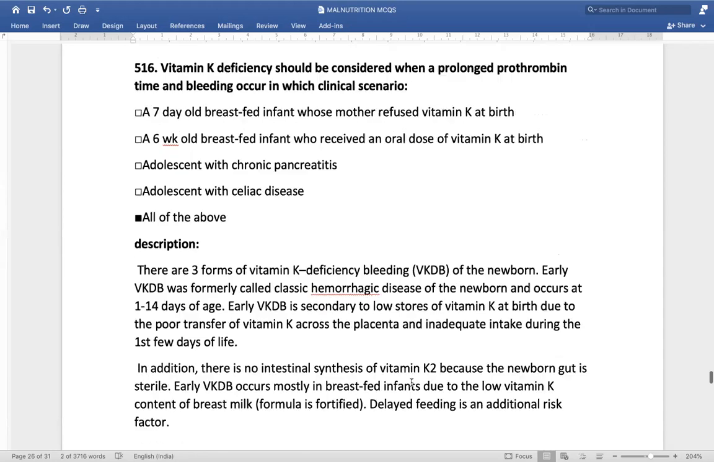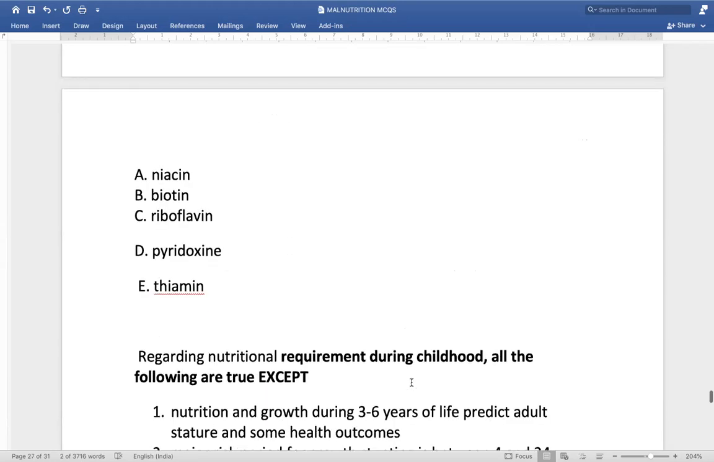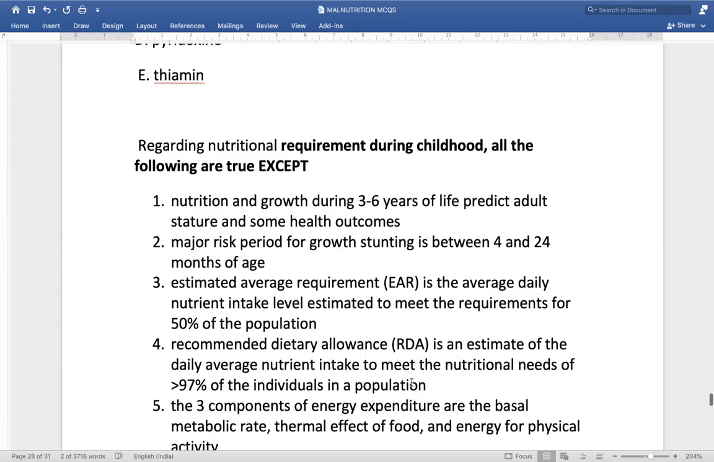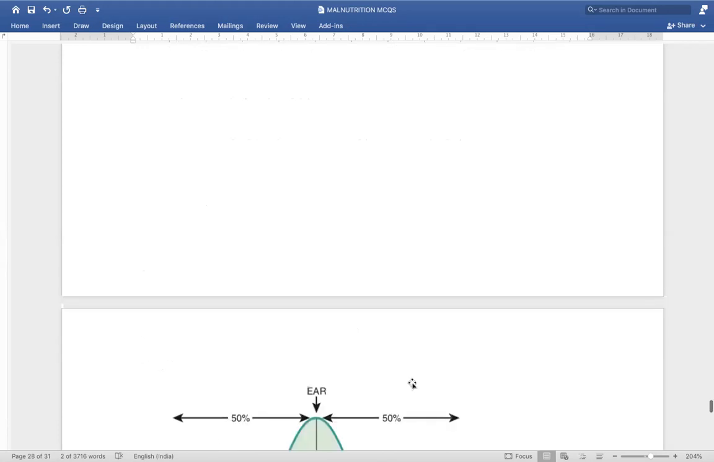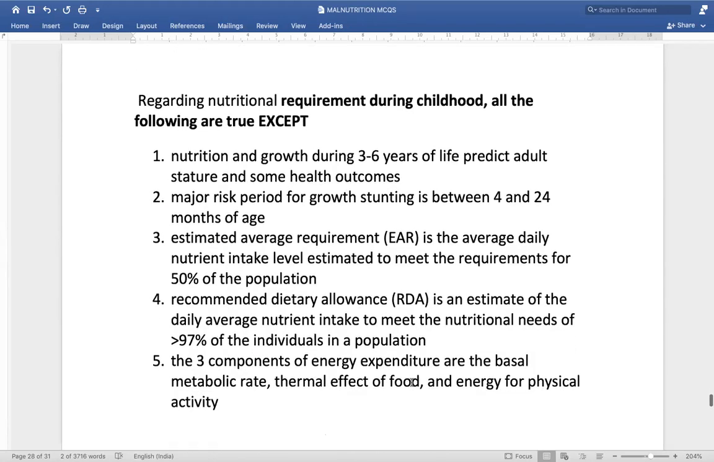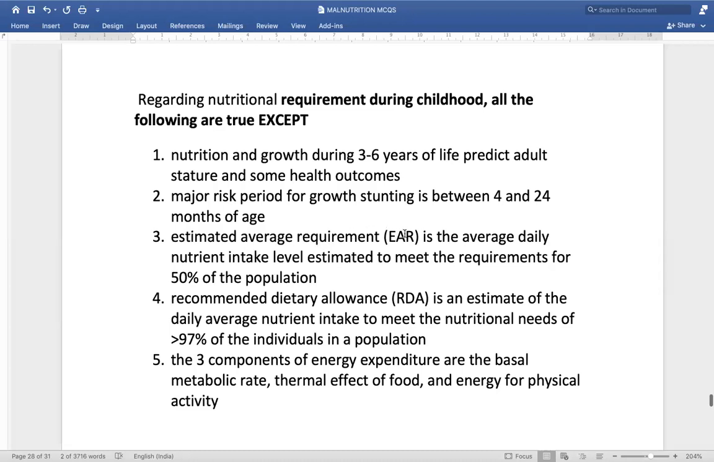Another important question I wanted to discuss before I end. One extra thing I wanted to teach is the definitions of estimated average requirement and RDA. We already keep discussing what is the RDA of vitamin A and vitamin D, how much vitamin to take daily. So what does it mean by RDA? What does it mean by estimated average requirement? These are the two things you have to know in definition.